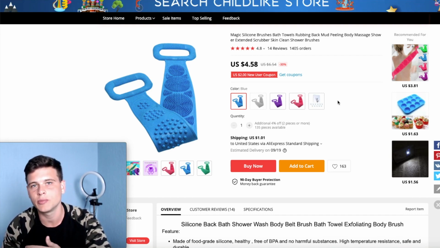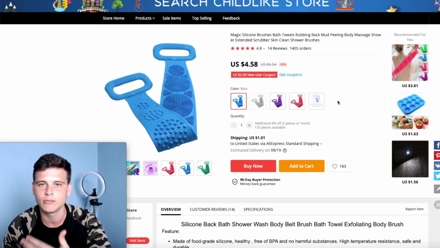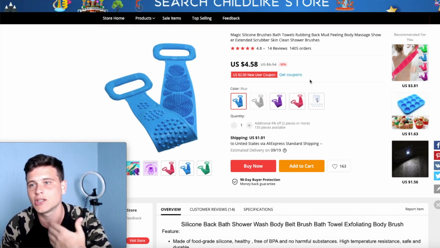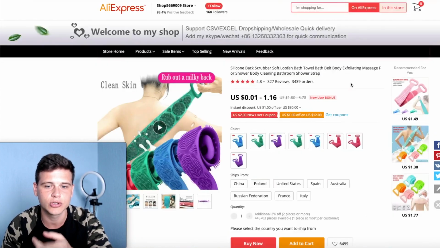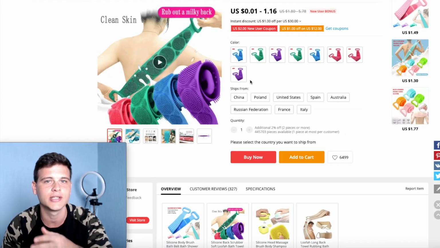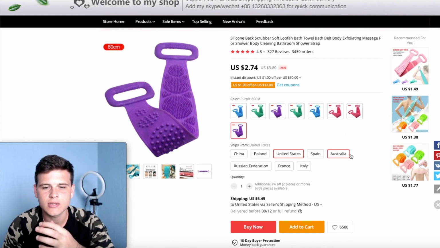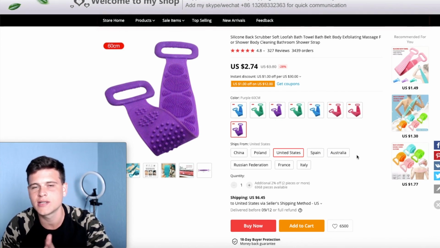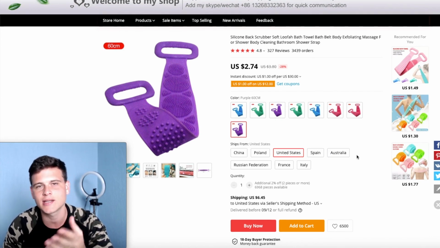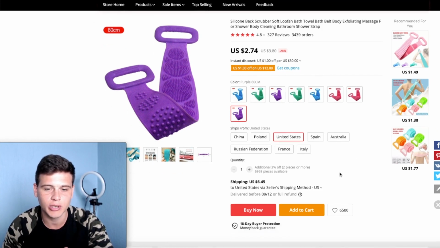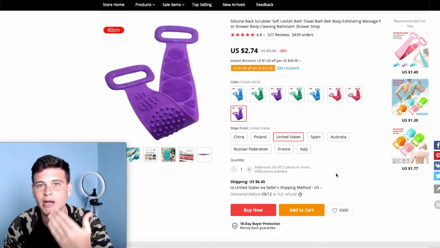because I don't believe that they invented a shipping company just for dropshippers, and I do believe that AliExpress standard shipping and their shipping times are going to be the same. So that one is actually faster. And another listing that I want to show you over here actually sells and ships from the United States. As you can see, it costs you $2.74 for the product and $6.45 for shipping, and you have an 18 day money back guarantee.